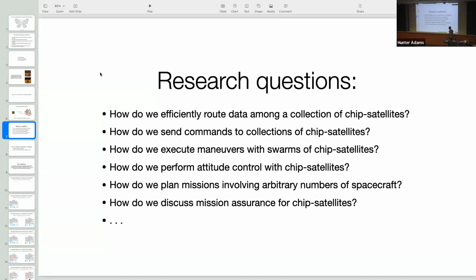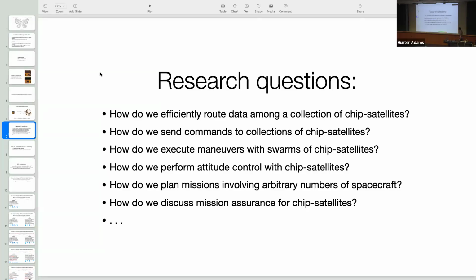If you do send a command to it, how do you execute a maneuver? What does a maneuver even mean in this context with a large disaggregated swarm of these things? How do you control their orientation? How do you plan missions with these things? How do you talk about mission assurance? That is to say, the statistics of probability of mission success. There's a lot of questions.